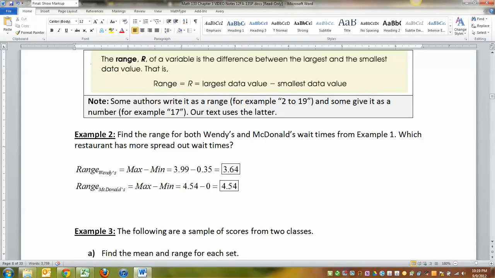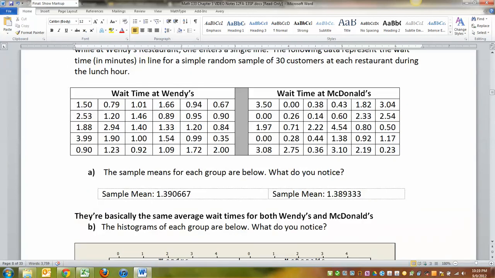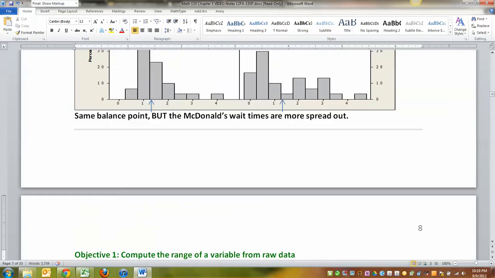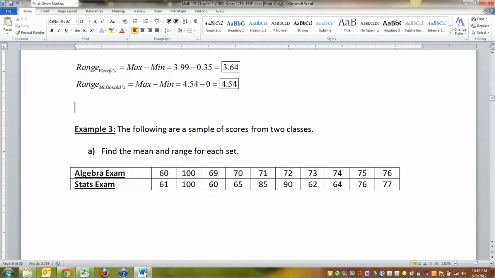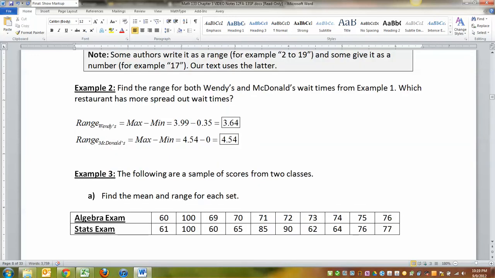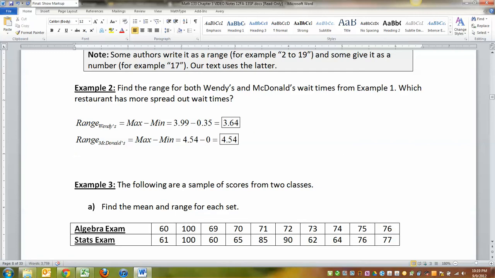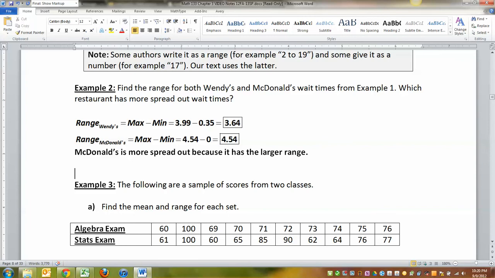There was no need for even Excel on this particular one because, I mean, all you had to do was look for the highest and lowest values. That said, we're going to learn how to find it with Excel in just another minute or so. But there we go. Right, so which restaurant had the more spread out times? Sure enough, McDonald's is more spread out. Because it has the larger range. All right, hold on, let me bold this. There we go. That makes it easier to read.